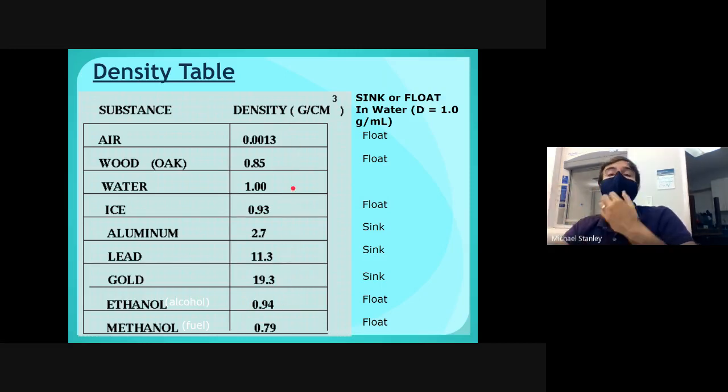So again, how different objects interact, whether or not they sink or float in each other, is all completely dependent on their density. Lower density objects tend to float to the top. Higher density objects or substances will sink to the bottom.